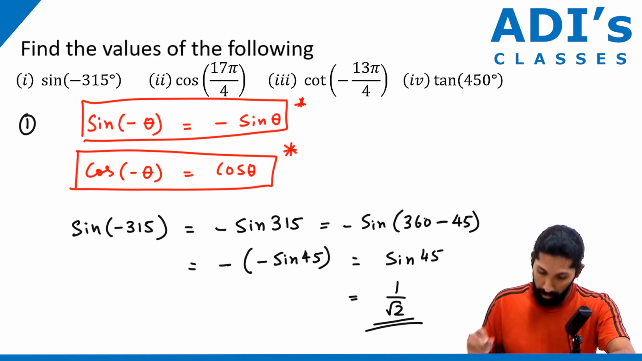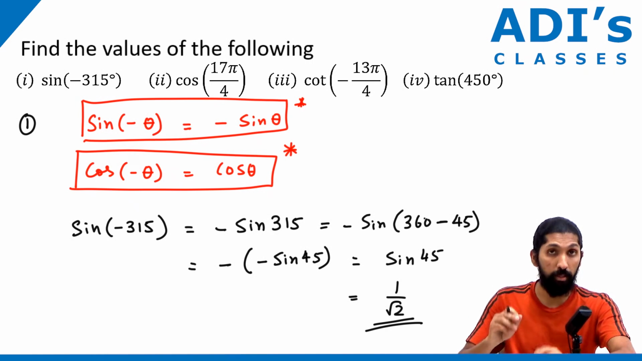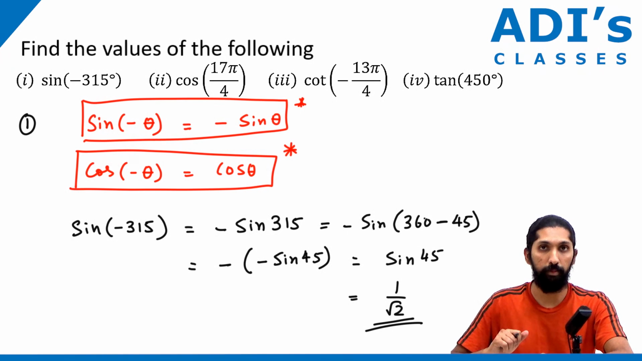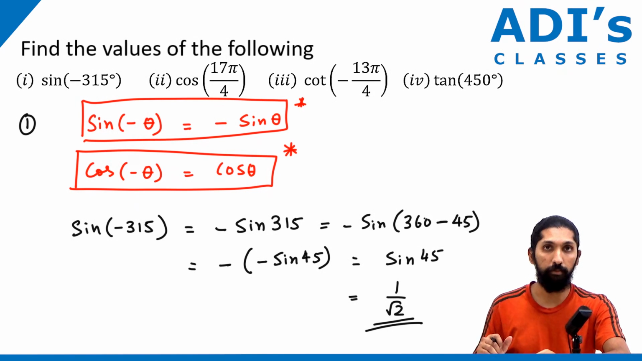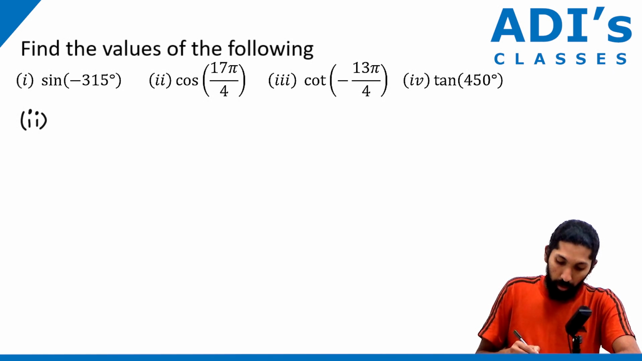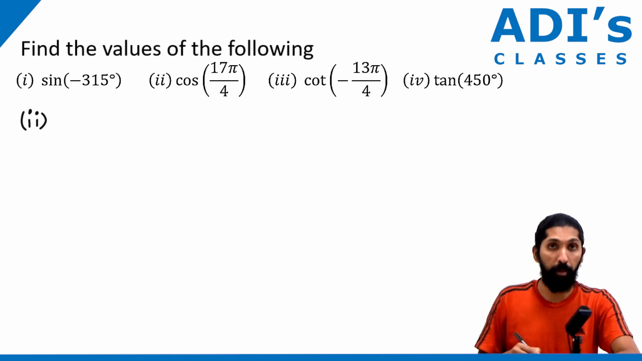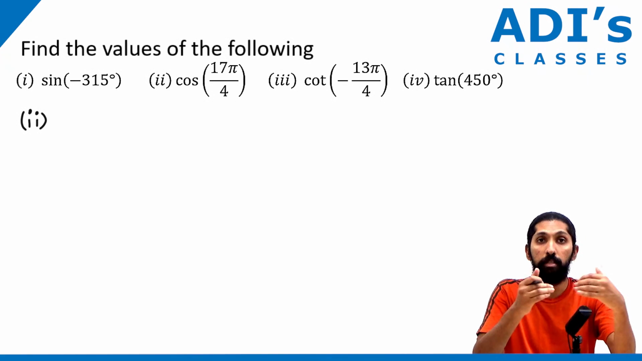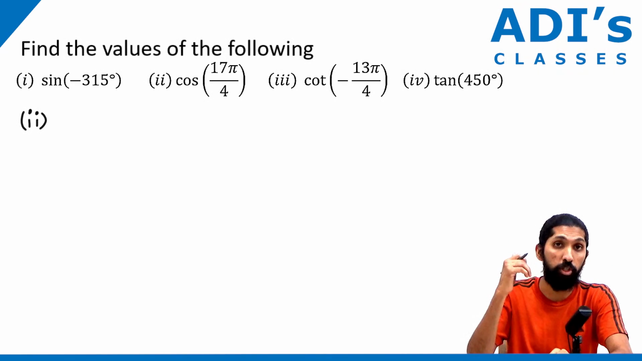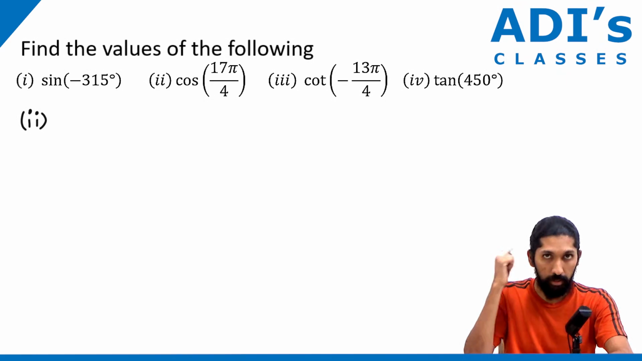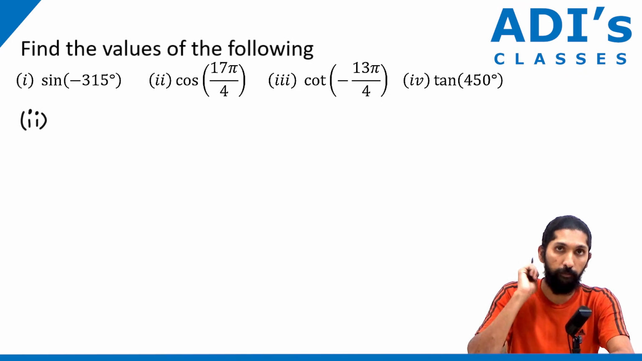Fair enough? Now let's do the second one, which is given in terms of radian measure. We'll look into that one. For the second one, what you have is cos of 17 pi by 4. It's very important to understand that 17 pi by 4 lies in which quadrant? First, second, third, fourth?